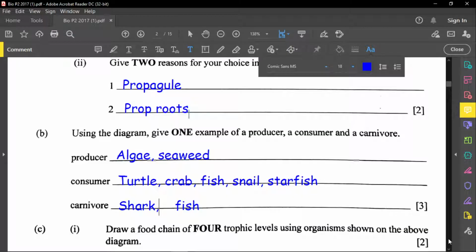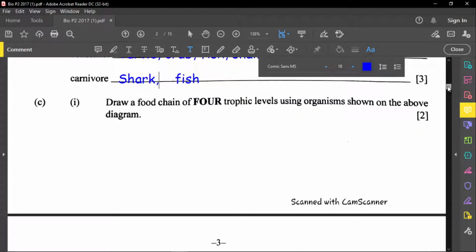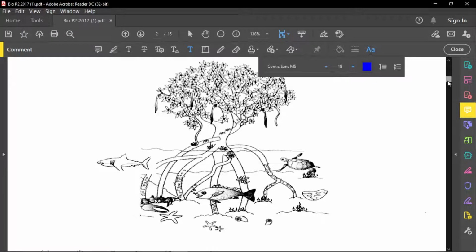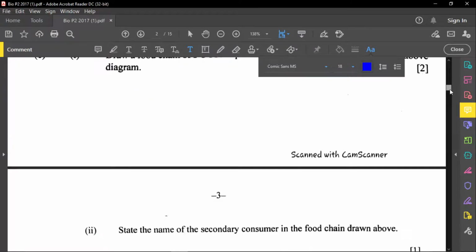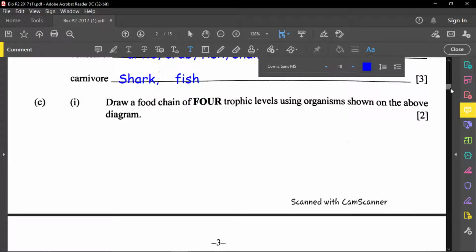Now let's look at the other part of the question. This part reads that draw a food chain of 4 trophic levels using organisms shown on the above diagram. And so if you go back to the diagram again, you will notice the type of organisms present. So observe it, look, and decide what you want to choose to make up your 4 trophic levels. Now, what it means by trophic level is that you must have 4 organisms, including the producer. The producer is the first trophic level. The trophic level is the feeding level of the food chain.